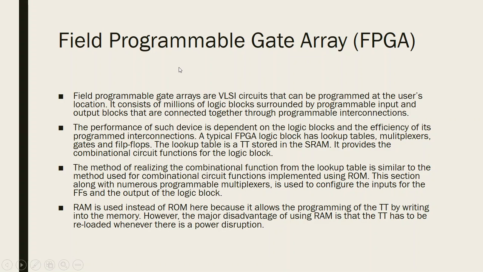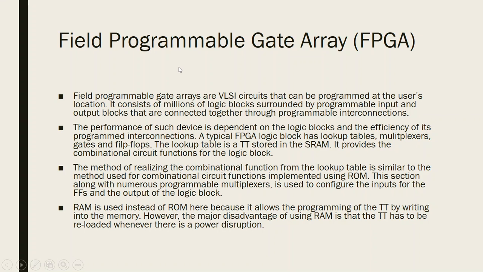So RAM is used instead of ROM because, like I said, you can write into the memory if you're using RAM. However, the biggest disadvantage of using RAM is that the truth table has to be reloaded every time there's a disruption in the power. So if you're using a RAM, a static RAM to be precise, you have to make sure that you have uninterrupted power supply to your device, which is very, very hard to ensure. Even if it is a fraction of a millisecond for which the power has been disrupted, the RAM goes clear.